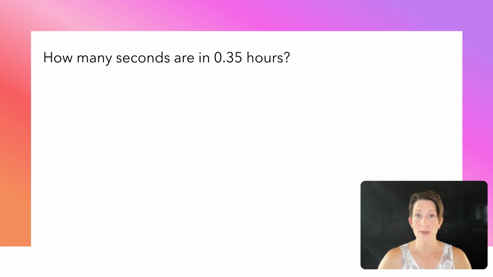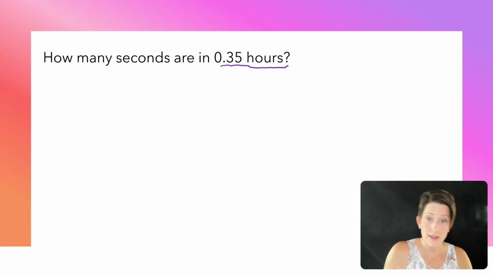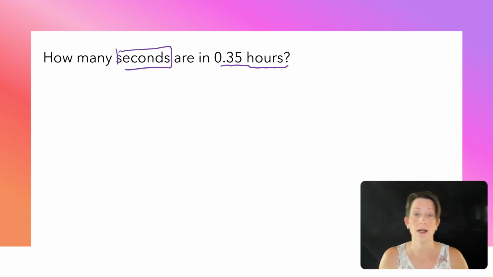All right, so step 1 of the process, read the entire problem. How many seconds are in 0.35 hours? Step 2, underline what was given to us. What do we know? We know 0.35 hours. That's the only thing given to us. What do we box, what we are looking for? So we're looking for a unit that is in question. How many seconds are there in 0.35 hours?